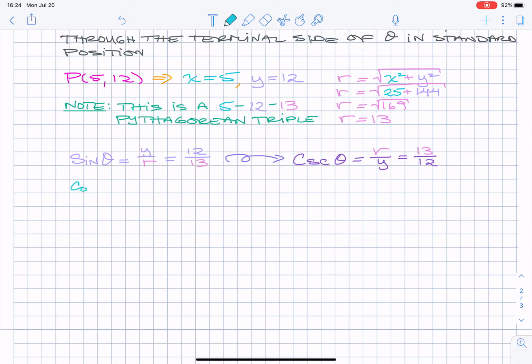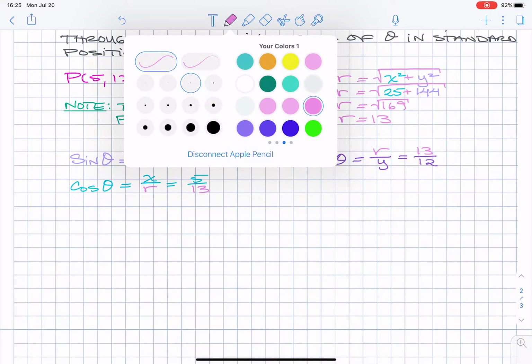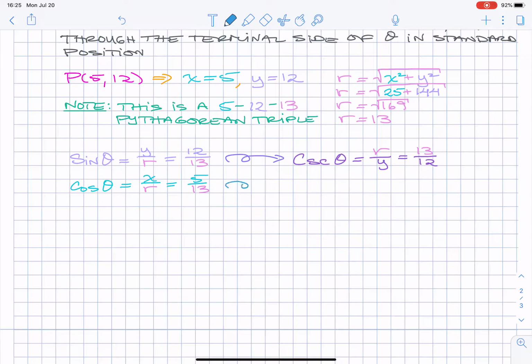Okay, so cosine of theta is x divided by r, which for us will be 5 over 13. Now the reciprocal to that: since cosine begins with a C, its reciprocal begins with an S, so that's secant of theta. That's going to be r over x, which is 13 over 5.